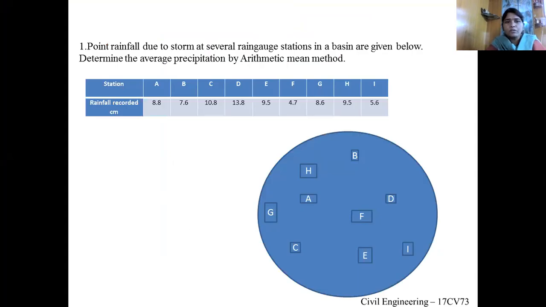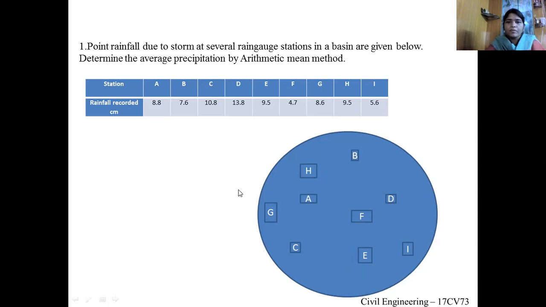Point rainfall due to a storm at several rain gauge stations in a basin are given below. Determine the average precipitation by the arithmetic mean method. The various stations A, B, C, D up to I are given, and the precipitation recorded in centimeters is given. So let us imagine this is a catchment area where all the rain gauge stations A, B, C, D, E, F, G, H, I are distributed and the rainfall is recorded.